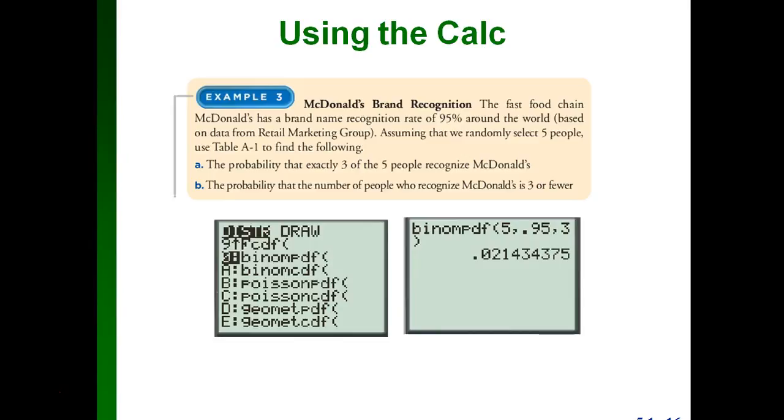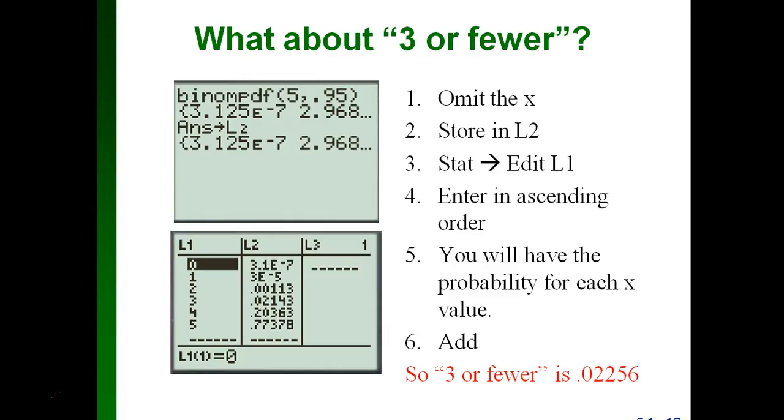So for letter B, where it says find the probability that the number of people who recognize McDonald's is 3 or fewer, I would do the same thing as I did before, but I would not put the x in at the end. When you put the x in at the end, it's going to look just like this. You hit enter, and this second line pops up in here. And you can scroll through that, but it's going to be a little messy.